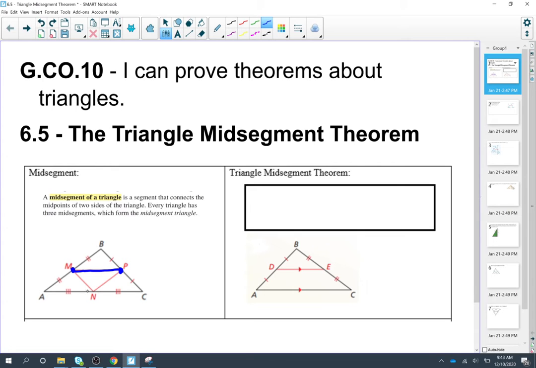Now you can do that on all the other sides. If I drew that one, which cuts this side in half, and connected them, then I would have this smaller triangle inside, which is called the midsegment triangle.